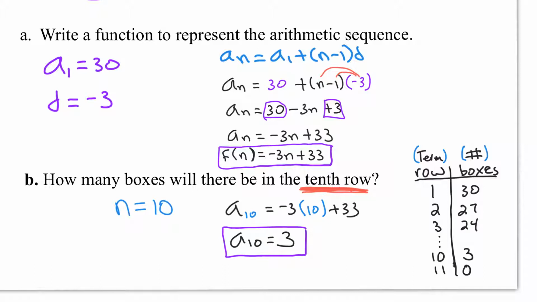Alright guys, so this concludes my video for this section 3.5, which is arithmetic sequences as linear functions.